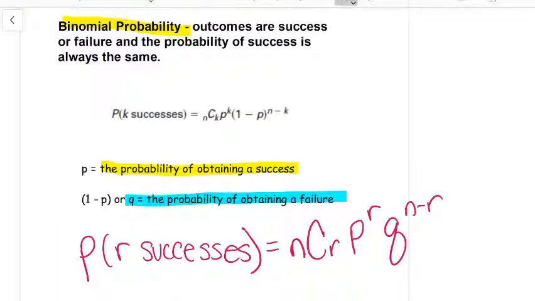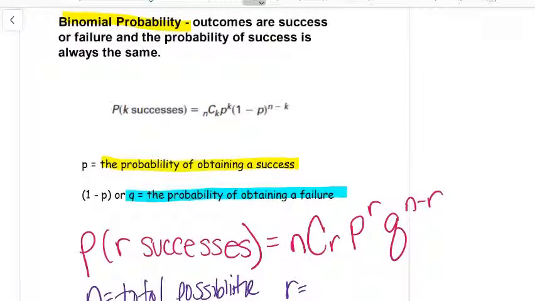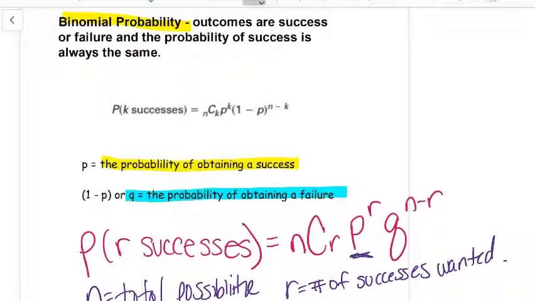And n is the total possibilities, and r is the number of successes you want. So that covers our variables. P is the success probability, Q is the failure probability, N is your total possibles, and R is what you want.